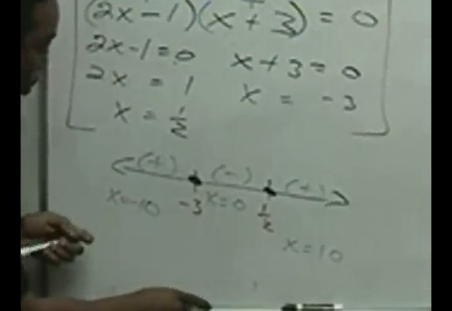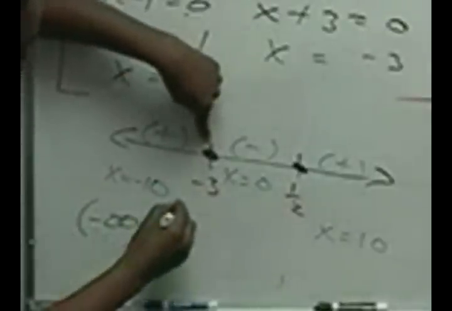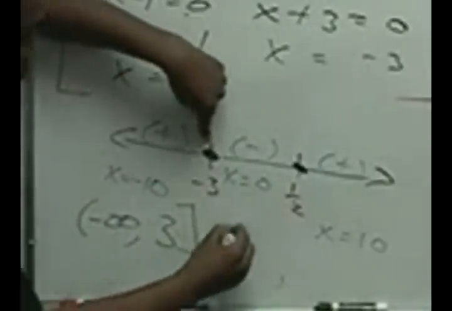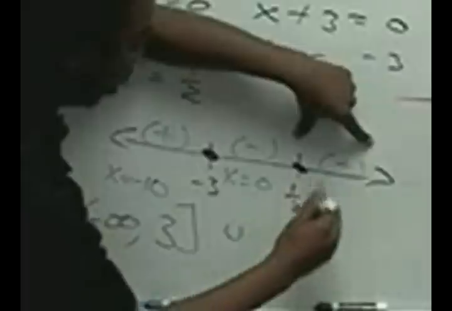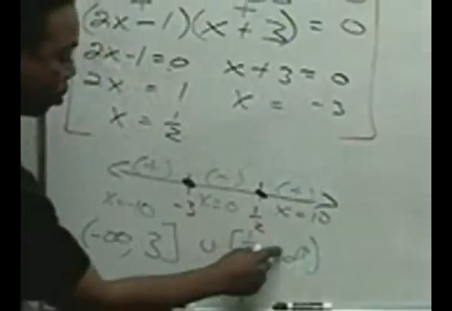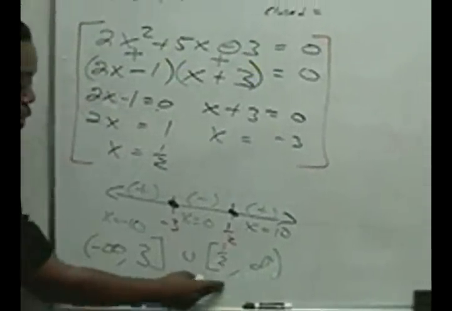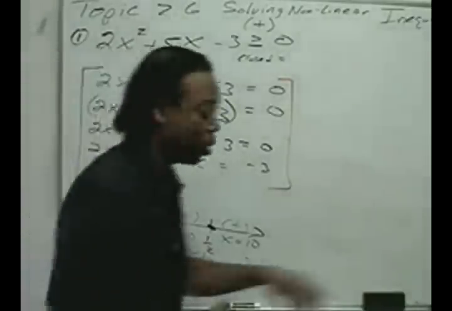So we're going to represent the solutions by negative infinity to negative 3, bracket, union this piece right here, bracket 1/2 to positive infinity. And this is the solution to this original problem. Okay. All right, let's do another one.